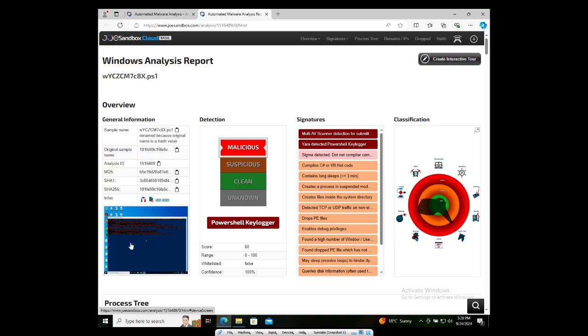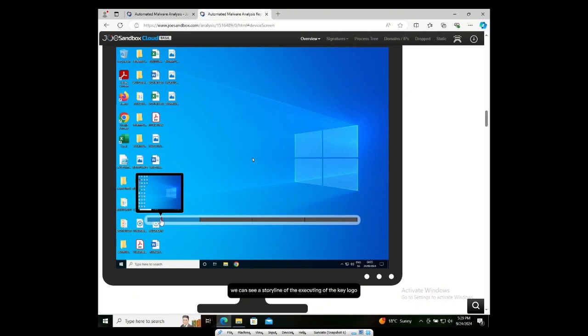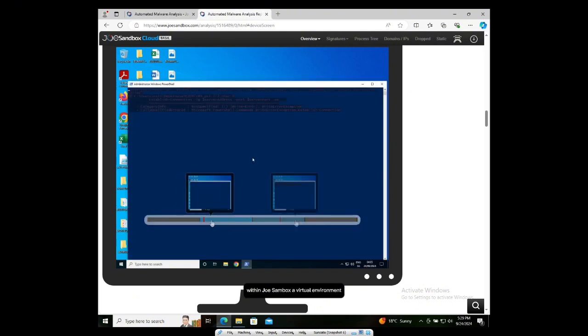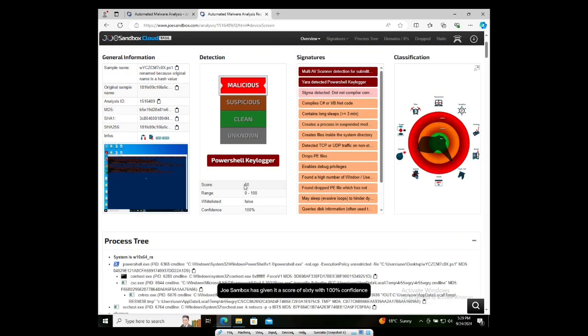to note. If we open up the image here, we can see a storyline of the executing of the keylogger within JoeSandbox virtual environment, where the PowerShell keylogger begins its actions. JoeSandbox has given it a score of 60 with 100% confidence.